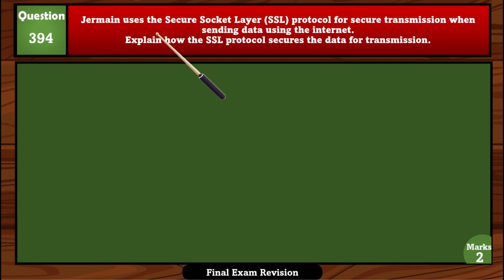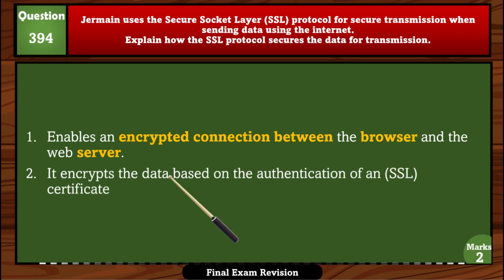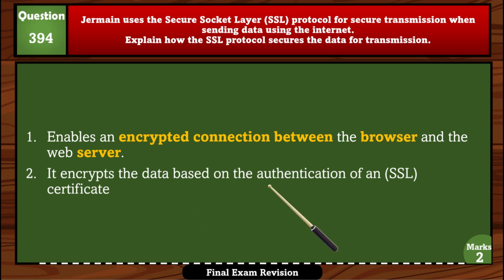Question 394. A German uses SSL protocol for secure transmission when sending data using the internet. Explain how the SSL protocol secures the data for transmission. Number 1, it enables an encrypted connection between the browser and the web server. Number 2, it encrypts the data based on the authentication of an SSL certificate.